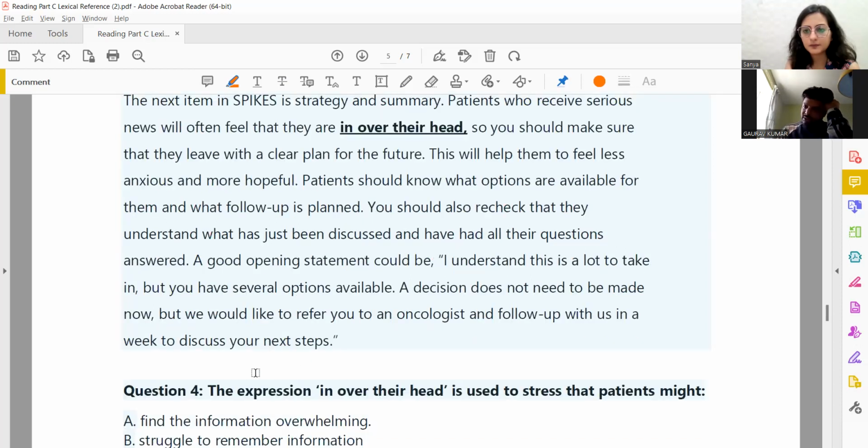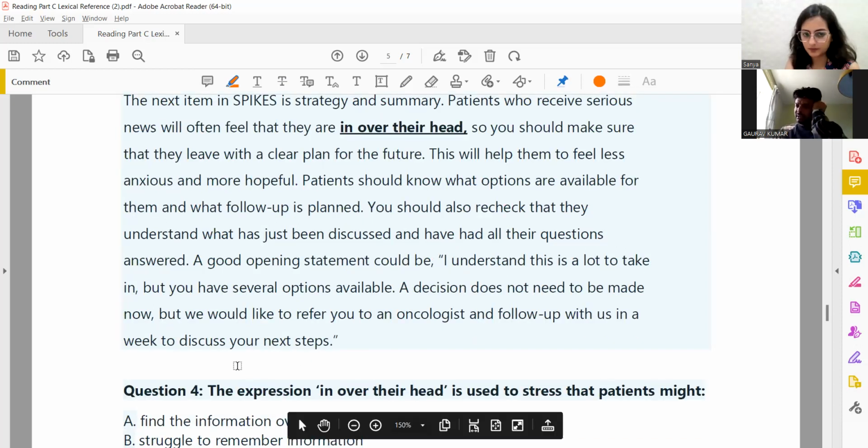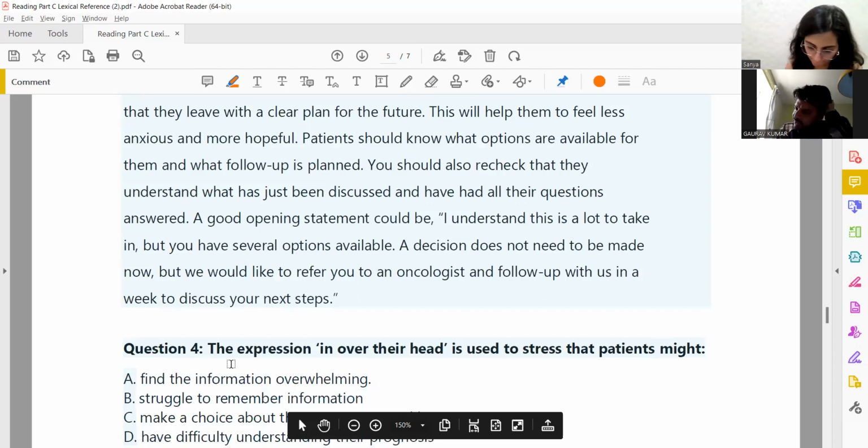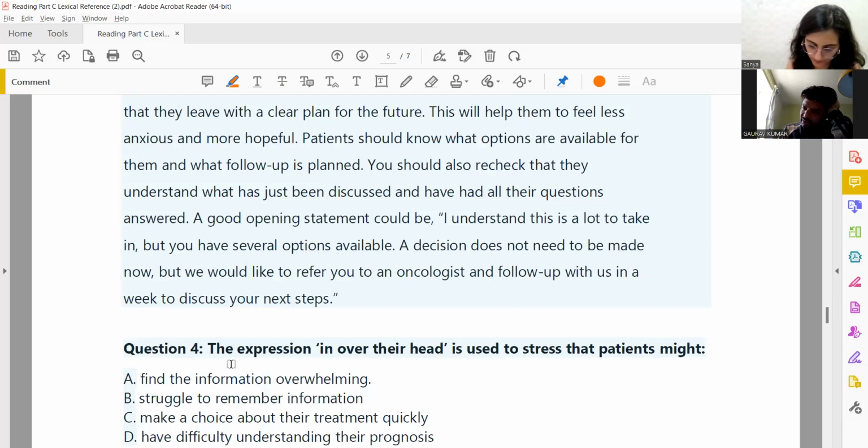Next question: the expression "in over their head" is used to stress that a patient might struggle to remember information, make a choice about the treatment quickly, or have difficulty understanding their problems.